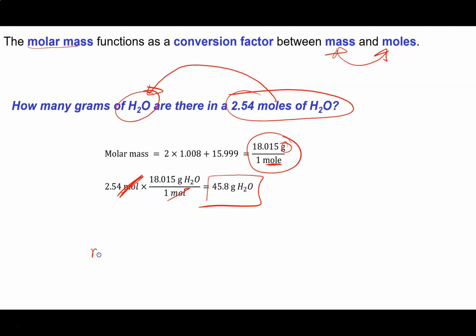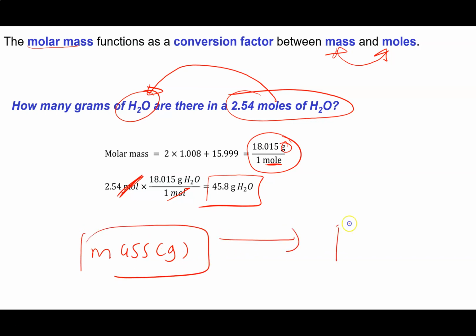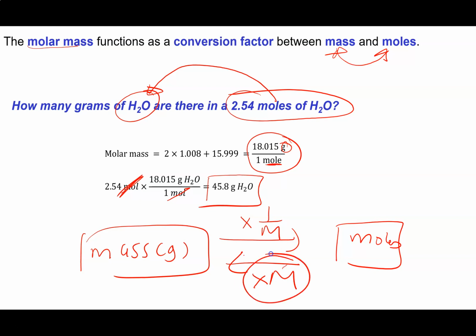So it's just like this. We've got the mass in grams, which is related to the number of moles. To go to moles, you need to multiply by 1 on the molar mass, and if you want to go back the other way, you multiply by the molar mass itself. This is what we did in this problem. We went from moles to mass in grams, and we multiplied by the molar mass.